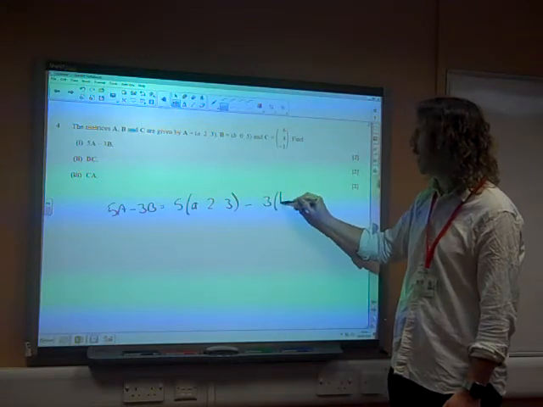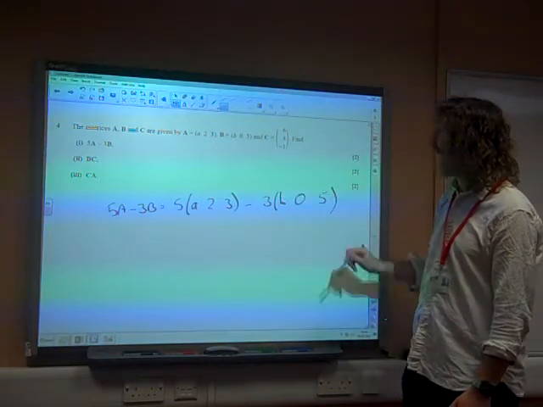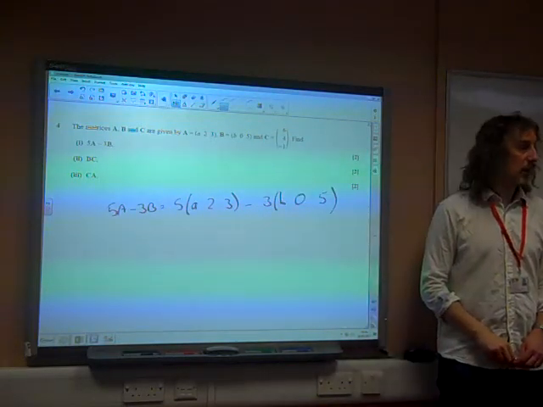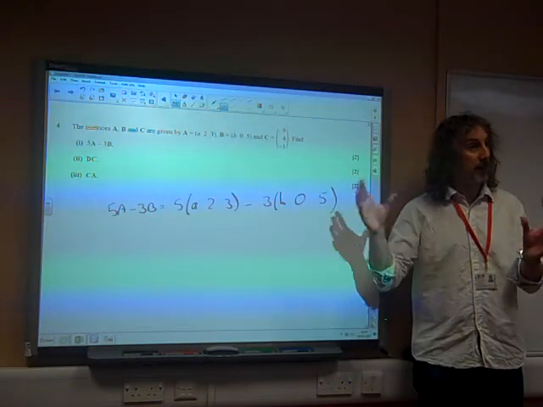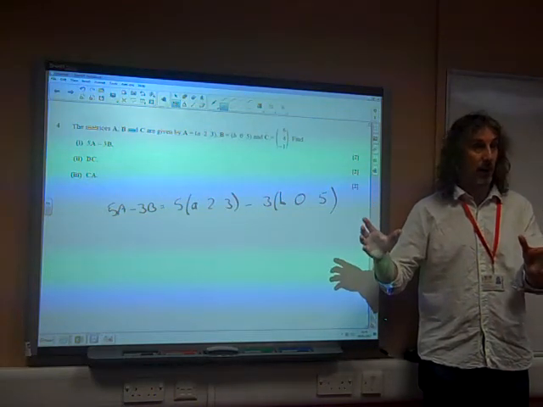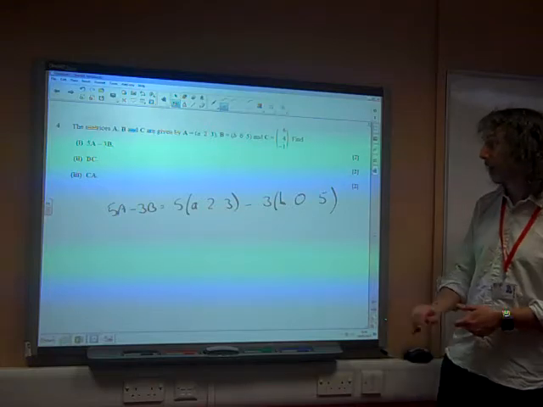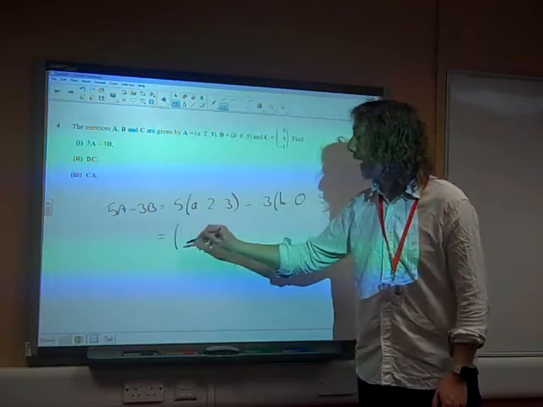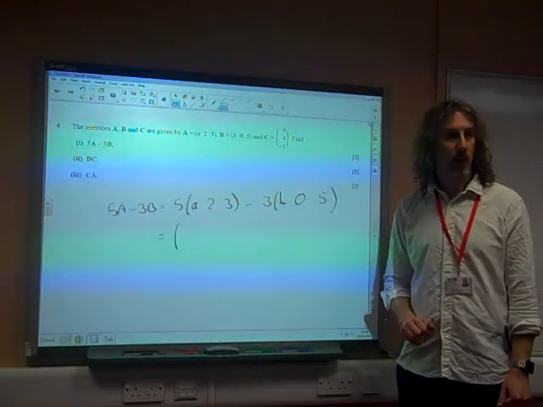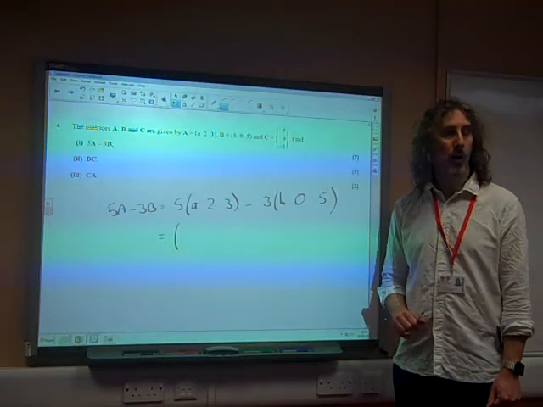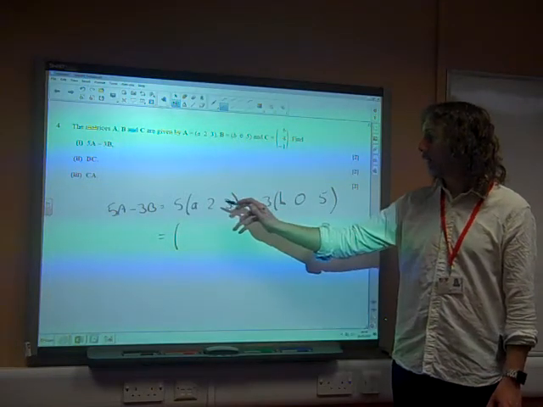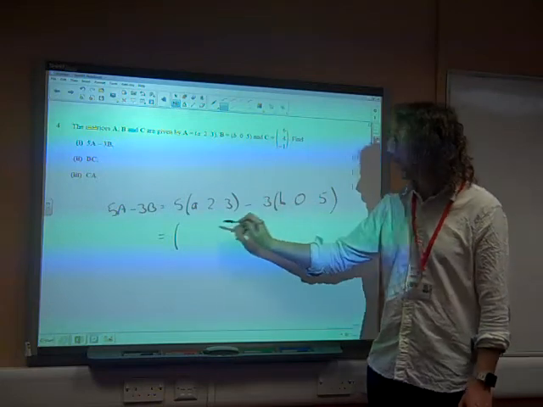minus 3B. If we're adding these things, then they need to be the same size matrices to add, don't they? And they are, these are the same dimensions. So we're going to get a 1 by 3 at the end of it. And we have 5A, take away 3B.